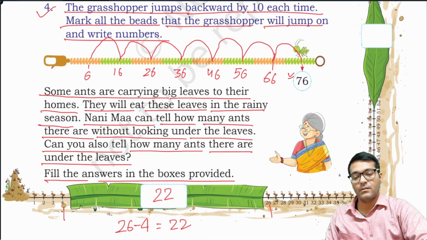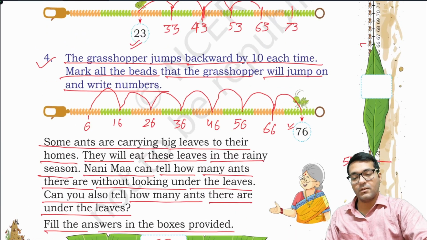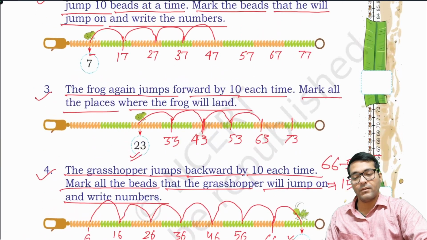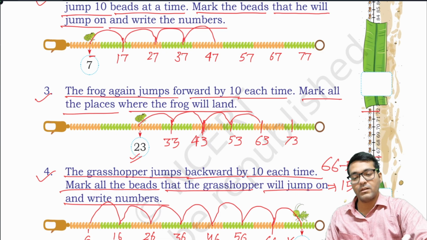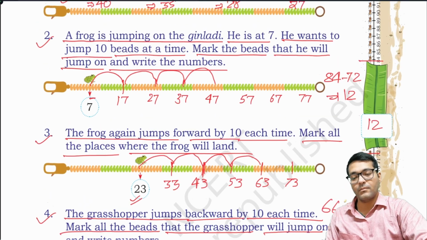Similarly, the ant here is the 51st one and here the 66th one. That means 66 minus 51 means 15. 15 ants are hidden under this leaf. Similarly, here 72 and here 84. That means 84 minus 72, that is 12 ants are hidden here.